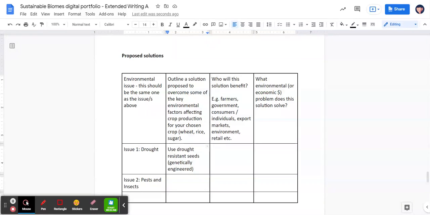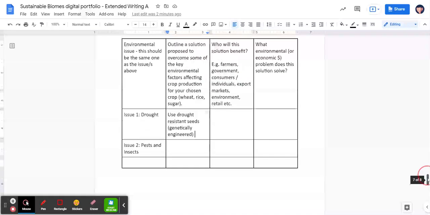So using drought resistant seeds will solve the problem of increasing costs in crop production, as well as a high environmental footprint. You only need to have one kind of response for each of those particular environmental, but make sure it's a really carefully considered one using research.